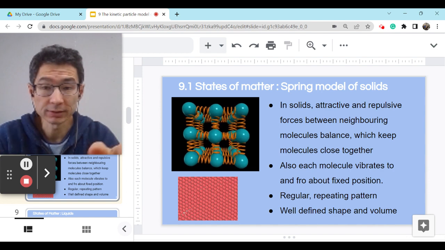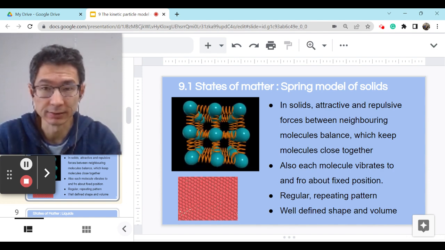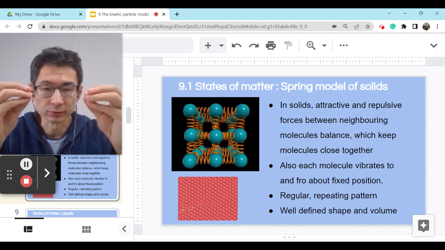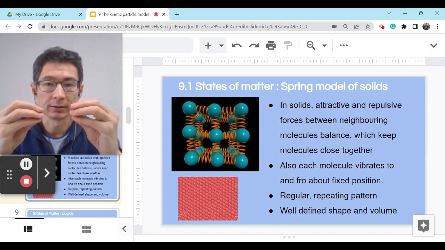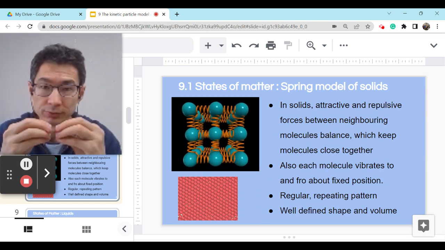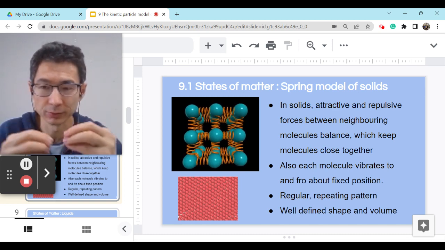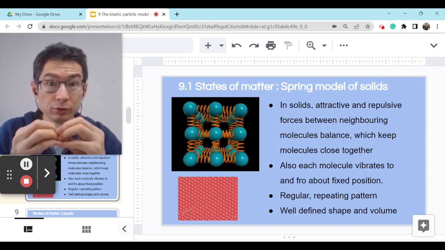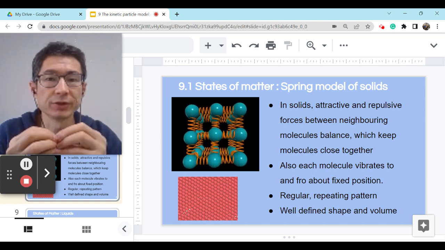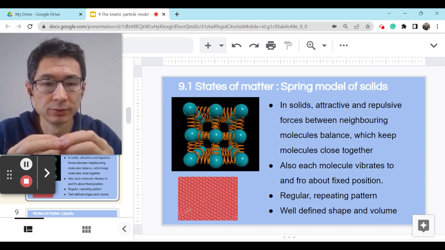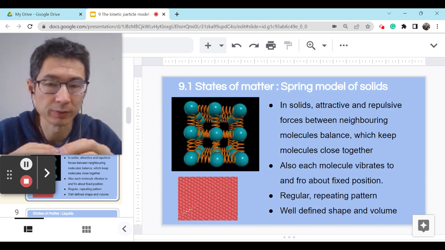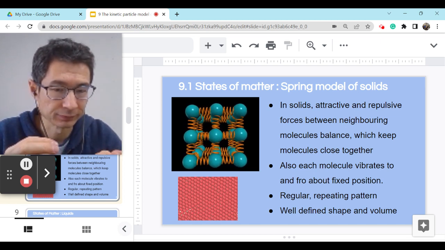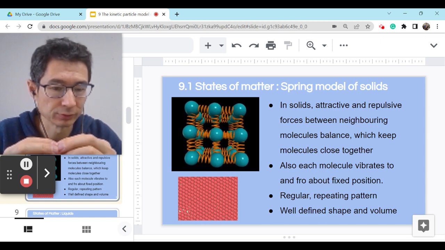So this is a simple animation, which is a spring model of solids. Solid atoms are kept together because of bonds. From chemistry, you should recall what kind of bonds: covalent bonds, ionic bonds. They are kept very close to each other by very strong bonds, very strong molecular interactive forces, attractive forces that keep the molecules together.